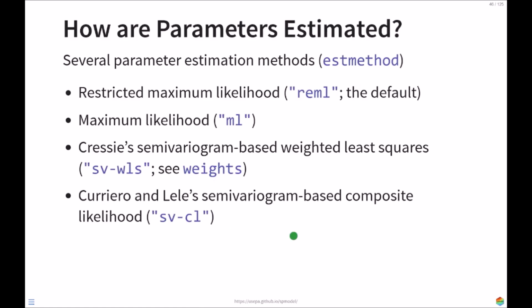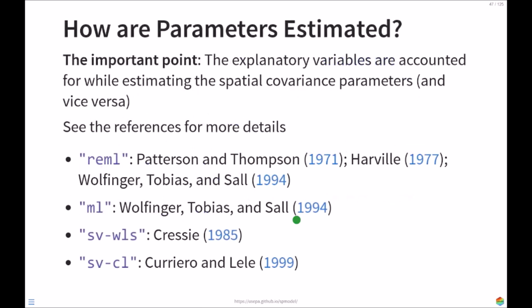The second two, Cressie's semivariogram-based weighted least squares and Guerrero and Lele's semivariogram-based composite likelihood, are examples of semivariogram-based estimation methods. So if you're familiar with semivariograms, there are ways to estimate the parameters from those, and so those are also available for estimation methods. The important point, though, is that explanatory variables are accounted for while estimating the spatial covariance parameters of those random errors, and vice versa. All of these things are sort of accounted for simultaneously.